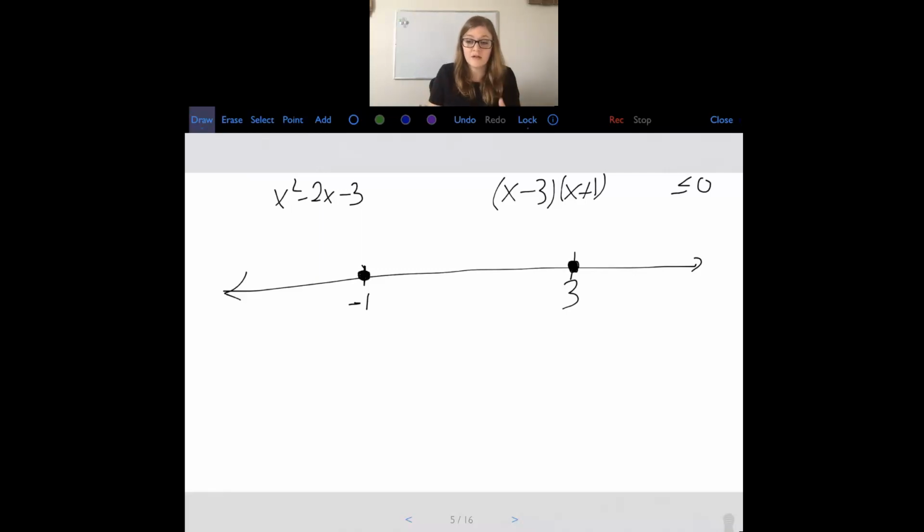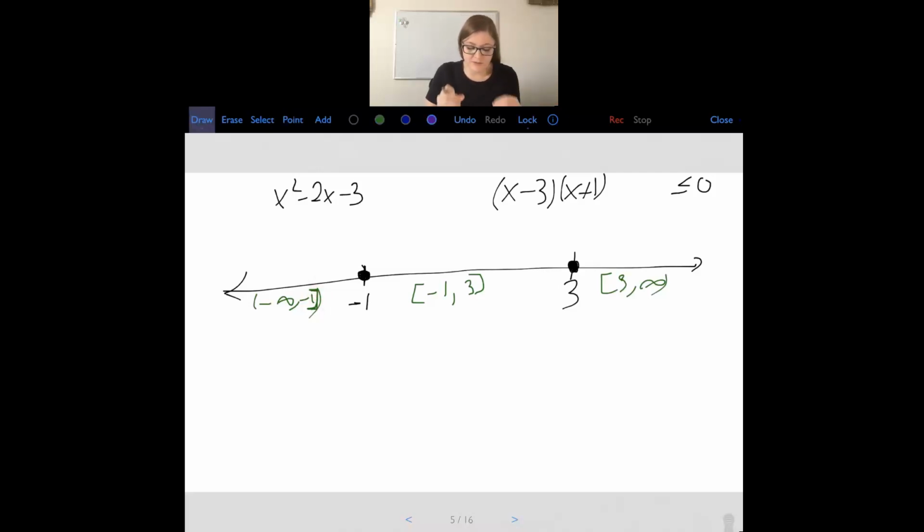Now I have 3 intervals that I need to test. The first one is negative infinity to negative 1, with a bracket because the endpoints are included, then negative 1 to 3, and 3 to infinity. Because of what these graphs look like, it's sufficient for our first interval to test any x value in it. You could pick negative 1,000, negative 100, or negative 2 and keep it easy on yourself.